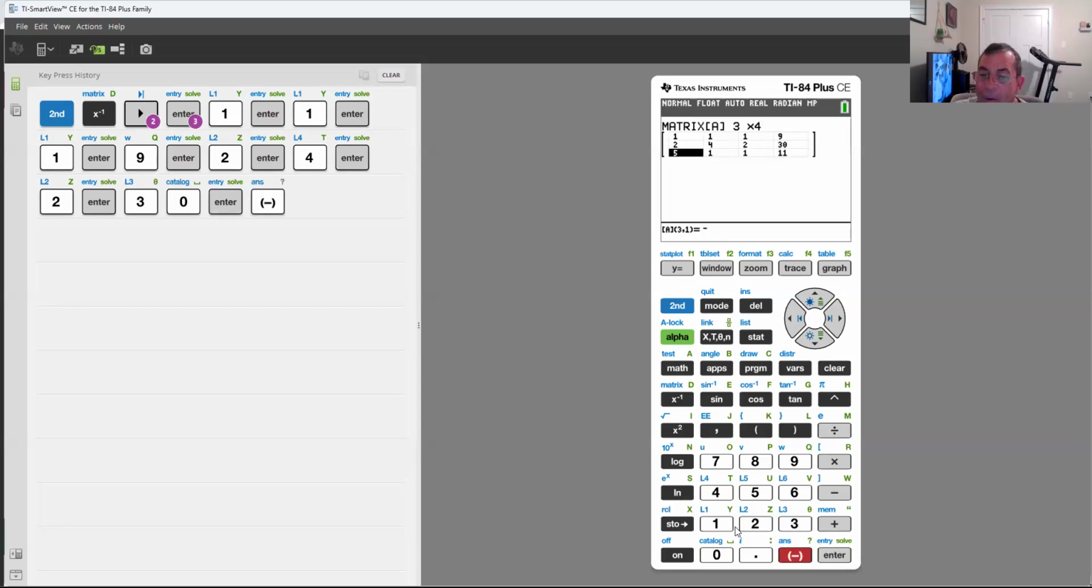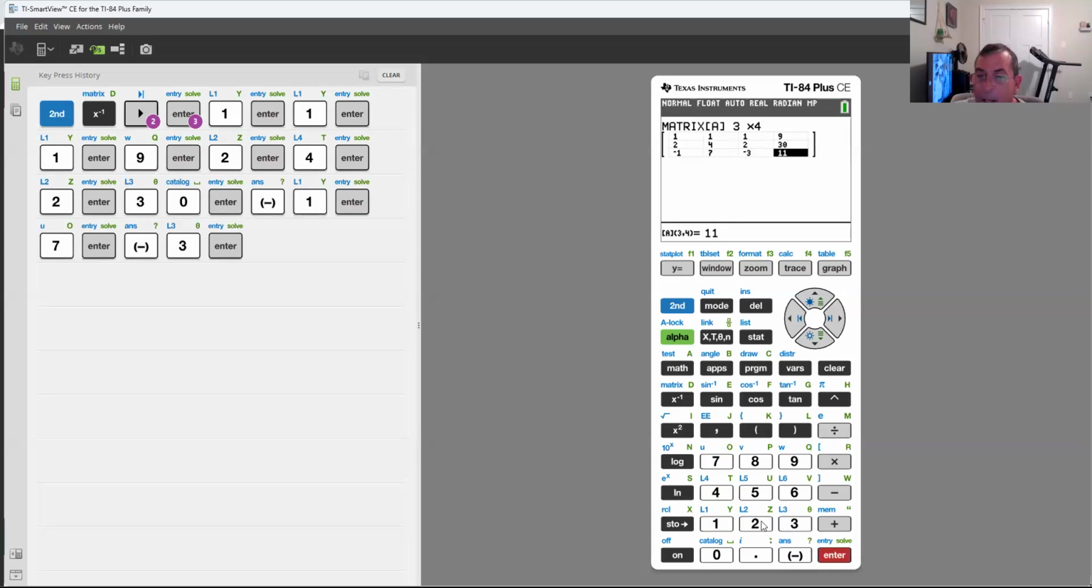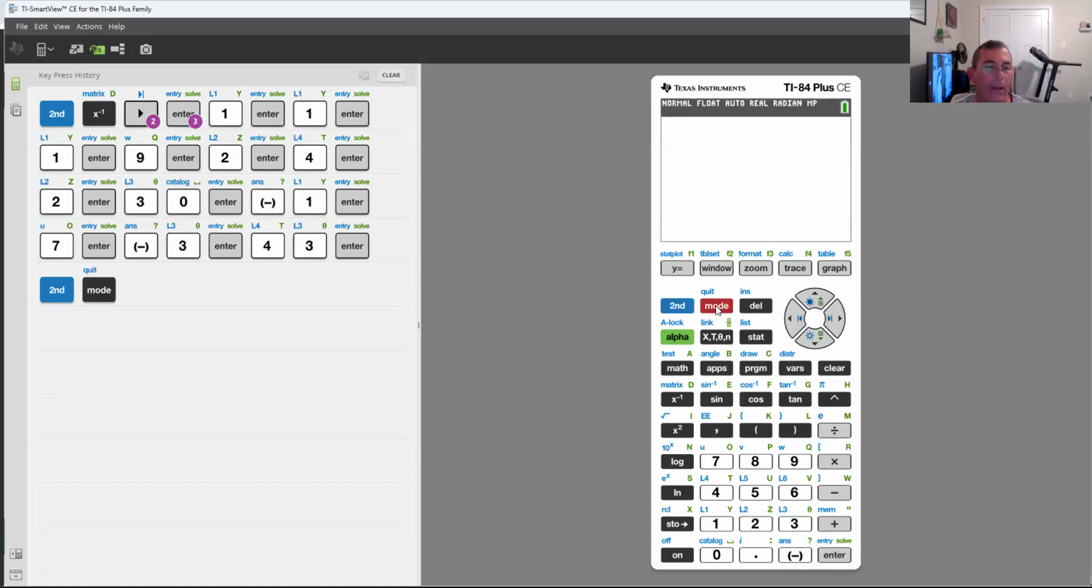All right, then we had a negative 1 for the negative x, enter. 7y, negative 3 for the z, and then 43 and enter. All right, I got the matrix in there. I'm going to quit now by hitting second mode. All right, so Don, Sylvester, you got this matrix in there. Now I'm ready to start doing my math to it. So, what are you hitting next?